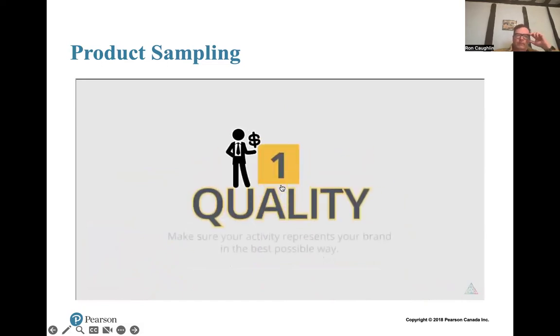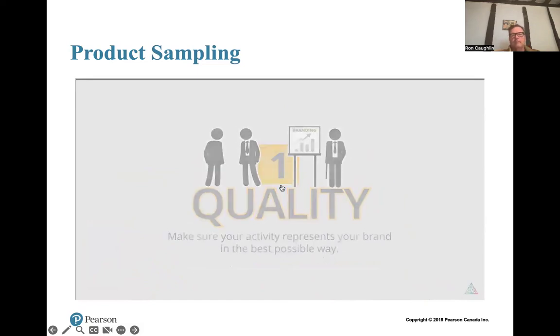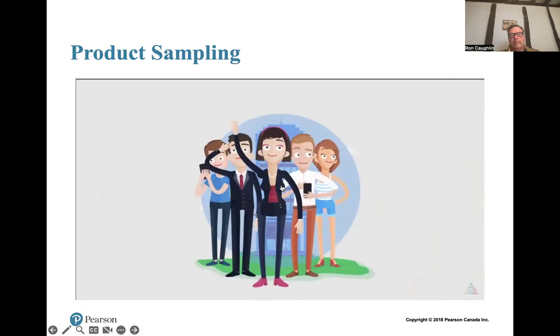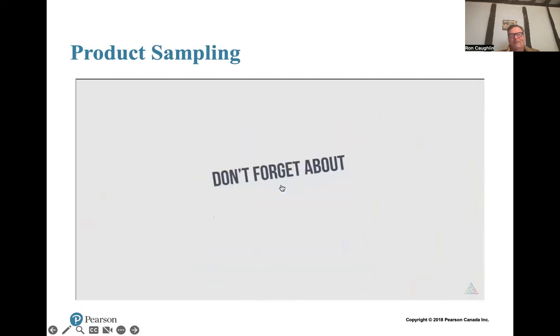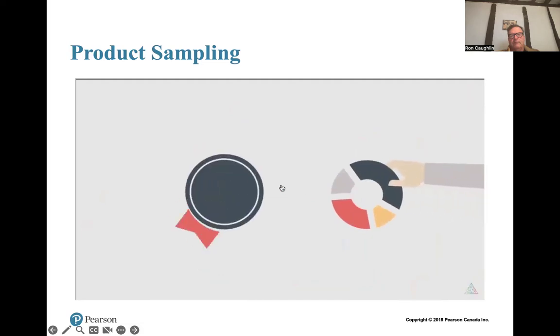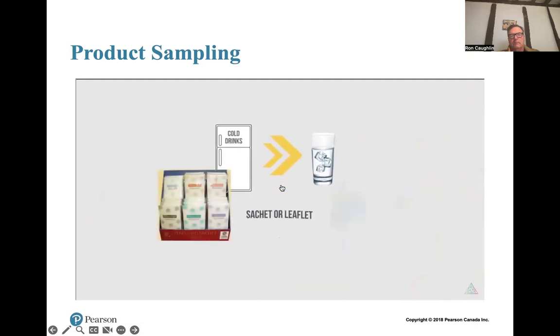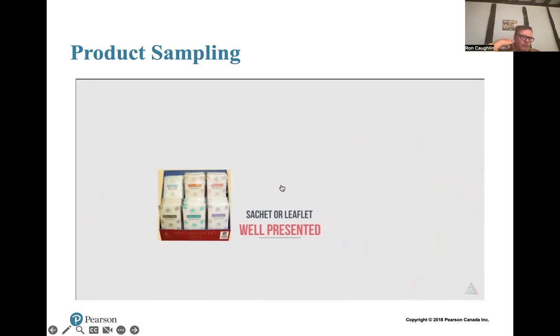1. Quality. Make sure your activity represents your brand in the best way possible. Your sampling campaign could be the only time some of your potential customers will have the chance to try your product, so do everything possible to ensure a quality experience. This means selecting the right people to represent your brand. And once you have the best team in place, make sure they're provided with sufficient product and brand training so they are knowledgeable about your product. And don't forget about the product itself. Implement processes to ensure stock quality. Ensure your cold drinks are served cold and that your sachets or leaflets are presented face up with a predefined on-brand soundbite and not just pushed into customers' hands.